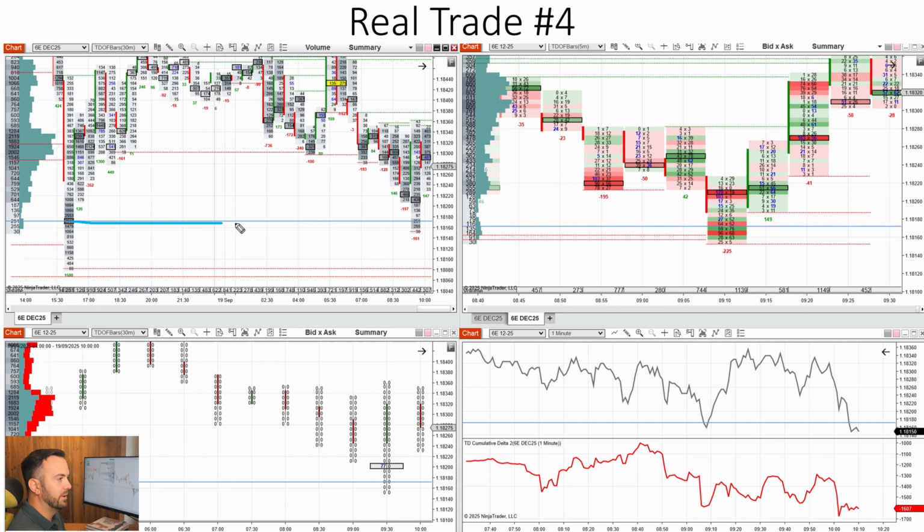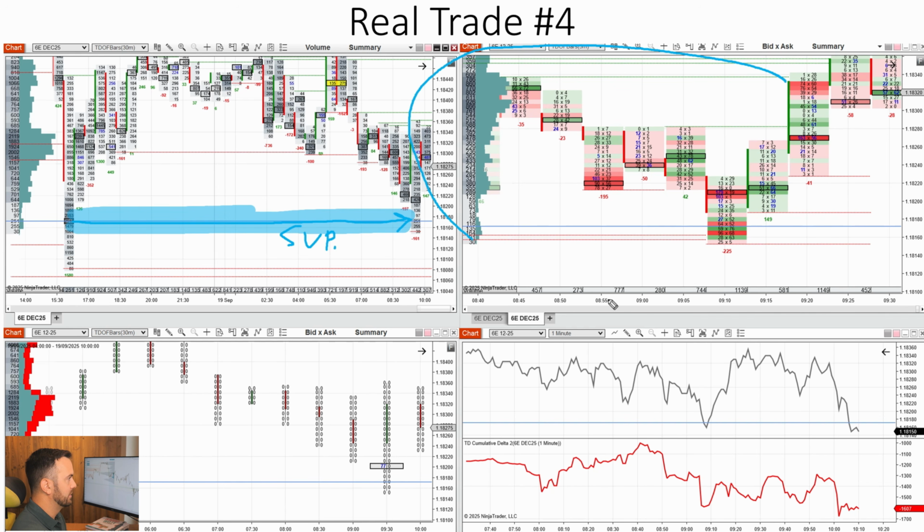So this was roughly that support line, or, as I was saying, it's not just one level, but a general area. I draw those in my charts as a simple line, but I know that above it and below it, I could also look for those confirmations. So I want you to take a look at this chart. This is a bid-ask chart, a 5-minute chart.